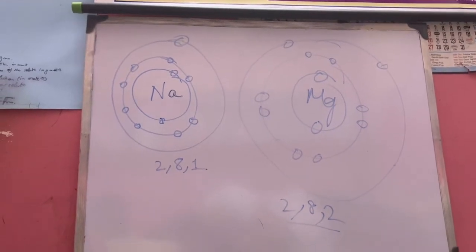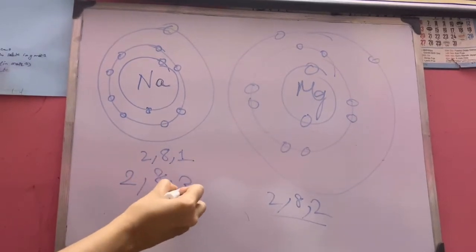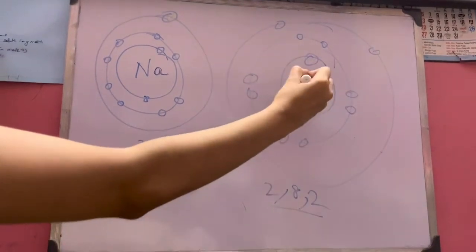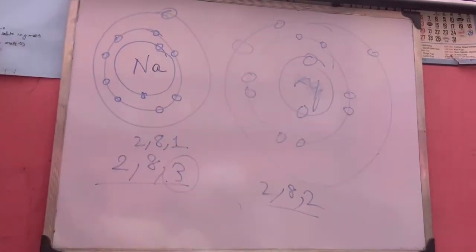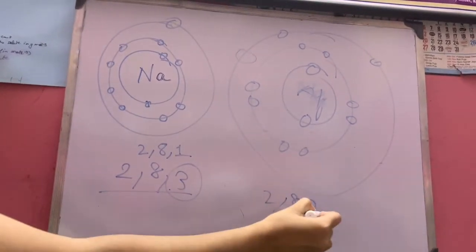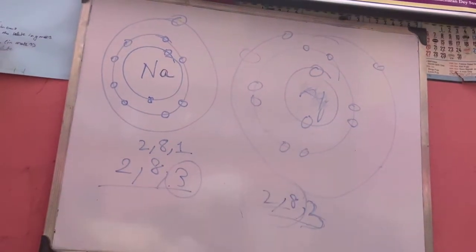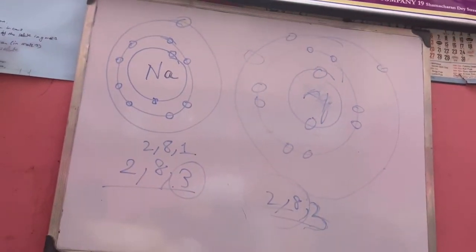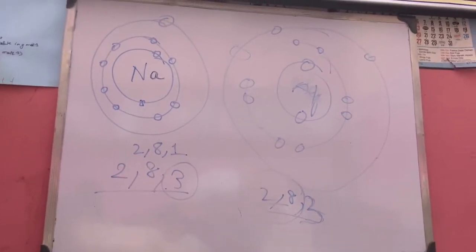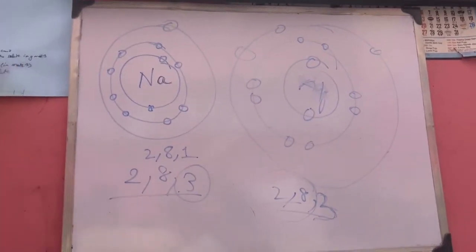Similarly, the same thing will happen in case of aluminium. Aluminium is 13, so 2, 8, 3. It has 3 electrons in its outermost shell. It can either lose 3 electrons to acquire the 2, 8 electronic configuration, or it can accept 5 electrons. Losing 3 electrons would be easier than accepting 5 electrons. So in case of aluminium also, it will lose 3 electrons.